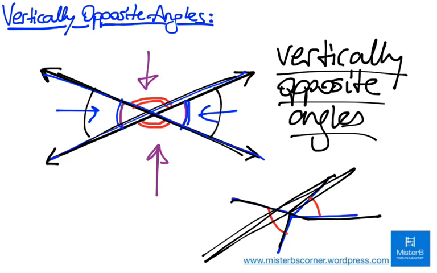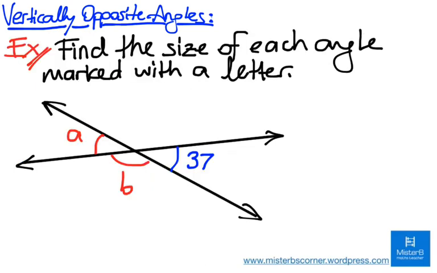Let's see an example. Right, so we're supposed to find the value of A and B. Well, it's obvious that these are two lines intersecting, right? So we can say that A is 37 degrees, and the reason is that they are vertically opposite angles.